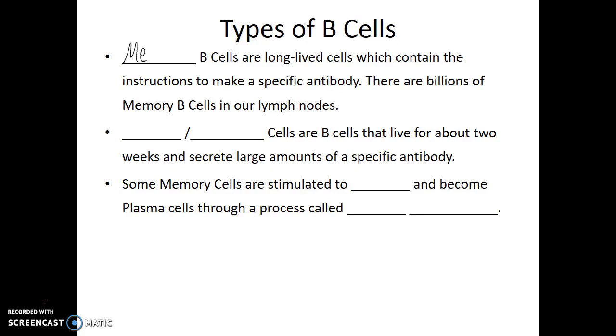Now, when it comes to B cells, there are 2 categories of B cells. There are the memory B cells, which are long-lived cells which contain the instructions to make a specific antibody. There are billions of memory B cells in our lymph nodes.